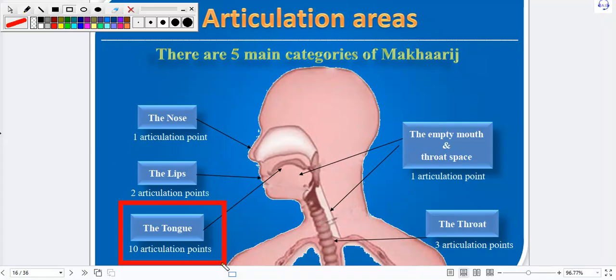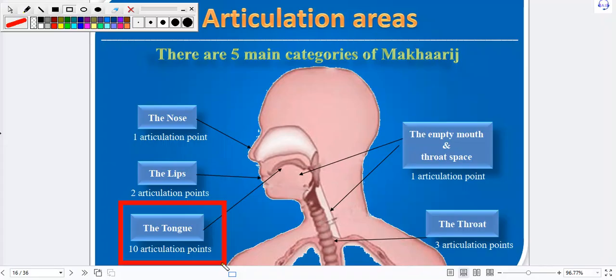We are not going to discuss in detail what those 10 are, but briefly, some of the letters you pronounce with the tip of your tongue. Some you pronounce with the middle portion of your tongue, and some with the back of your tongue, when the back of the tongue is touching your upper soft palate. Some of the letters you pronounce when the tip of your tongue is touching your lower teeth.